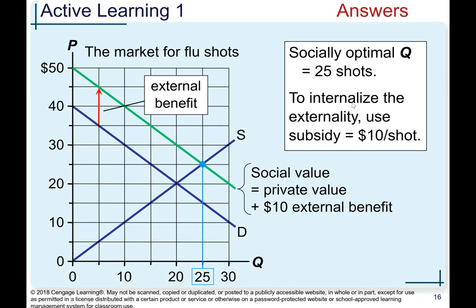To internalize the externality, use a subsidy. In other words, if a flu shot has social benefits, then the government will usually subsidize it to ensure that the greatest number of people have flu shots. And that will increase the optimum output from 20 to 25. 20 is inefficient, 25 is efficient.